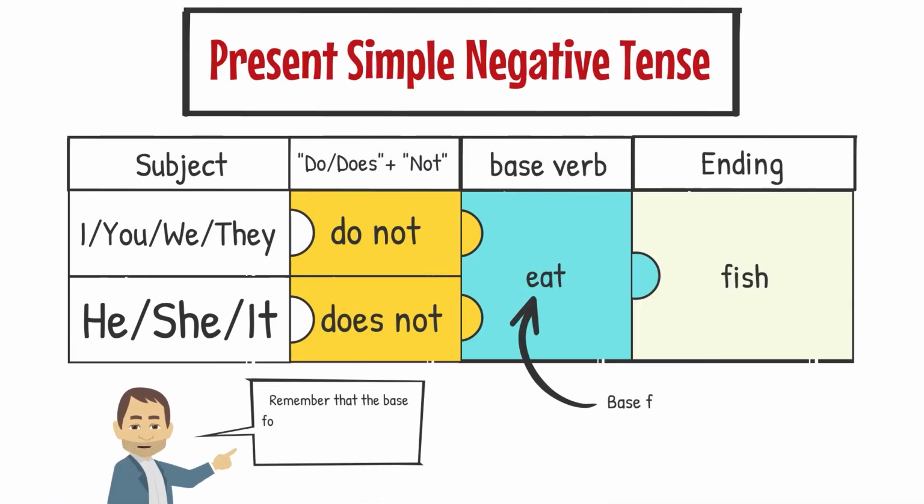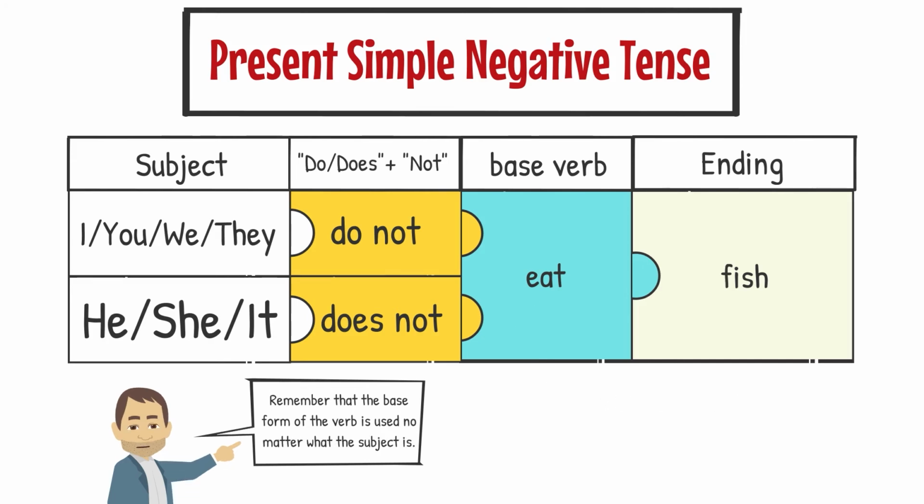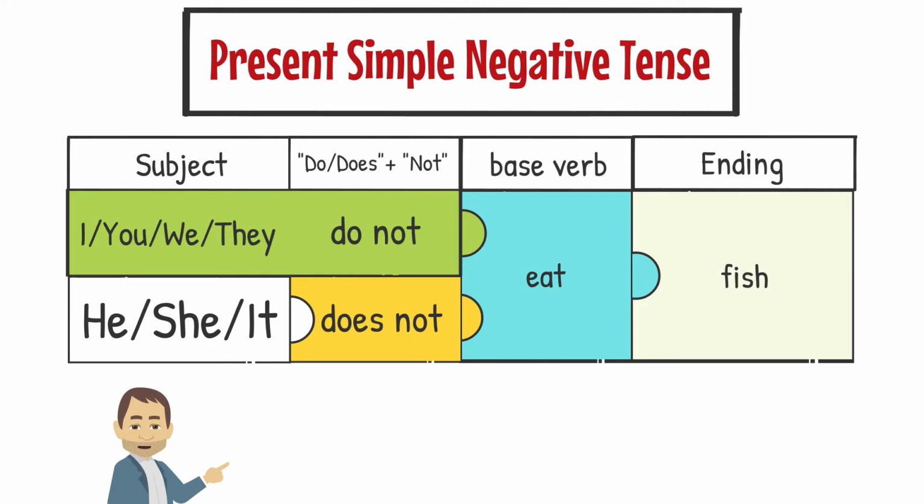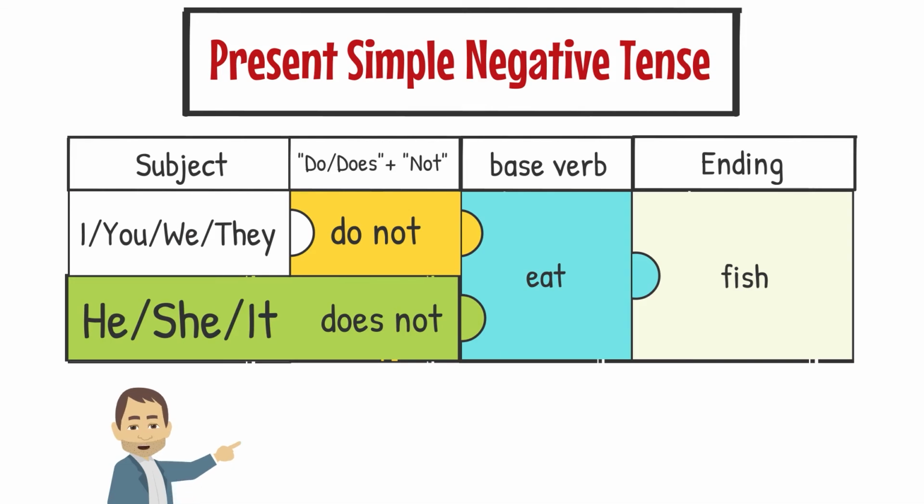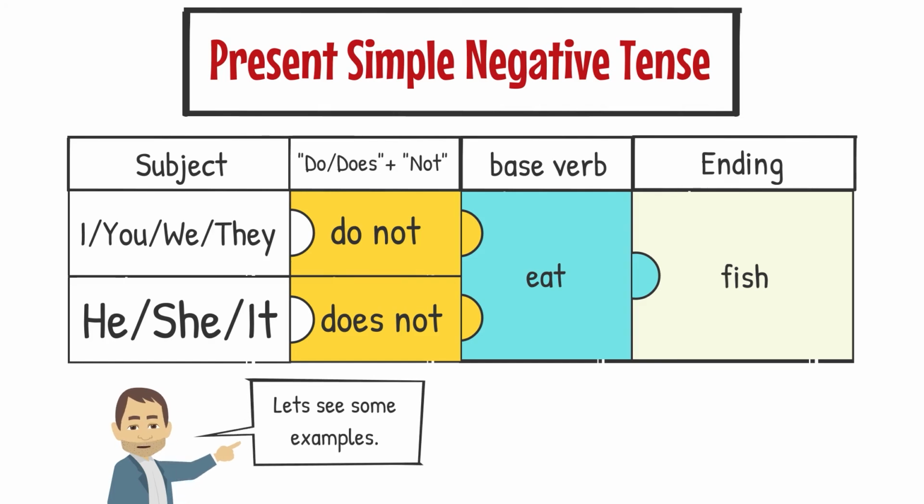Remember that the base form of the verb is used no matter what the subject is. I do not, you do not, we do not, they do not. He does not, she does not, it does not. Let's see some examples.